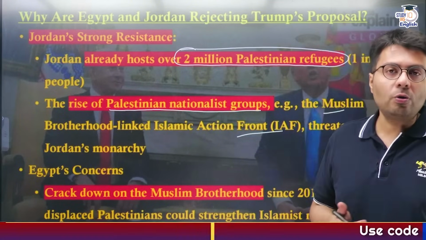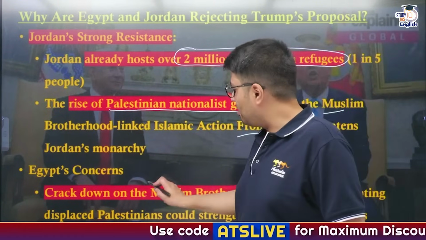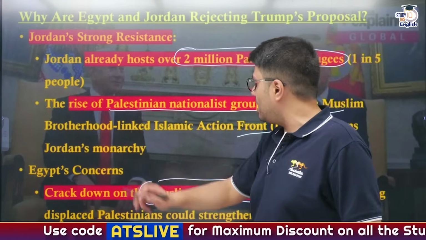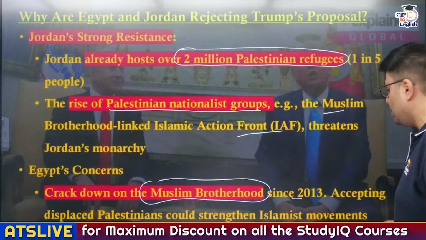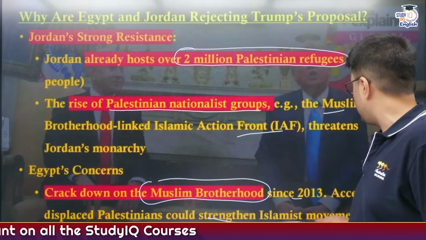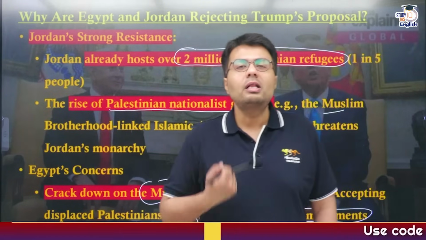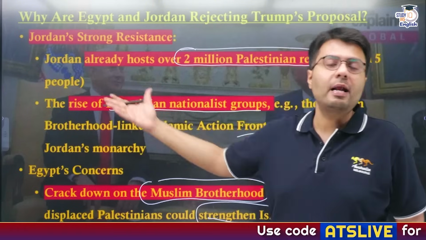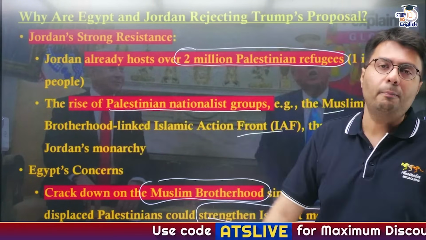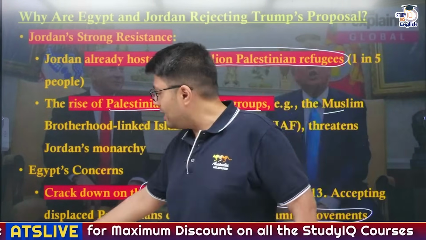Similarly, Egypt has also expressed concerns in a manner much similar to Jordan, saying that it cracked down on the Islamist organization Muslim Brotherhood since 2013, and accepting displaced Palestinians could actually strengthen the Islamic movement and disrupt the overall Egyptian society. So that is why both of these close allies of the US have even rejected the plan proposed by Trump. So this is today's discussion regarding Gaza.